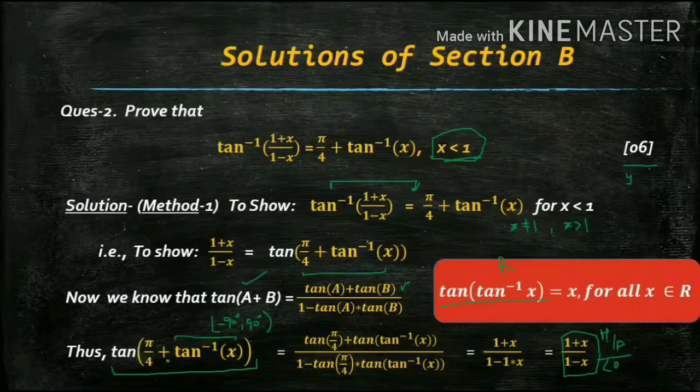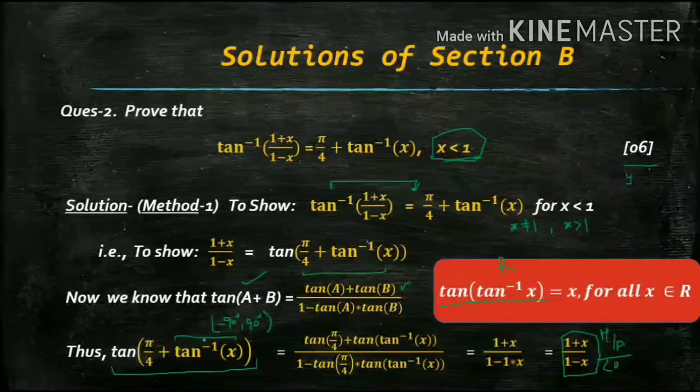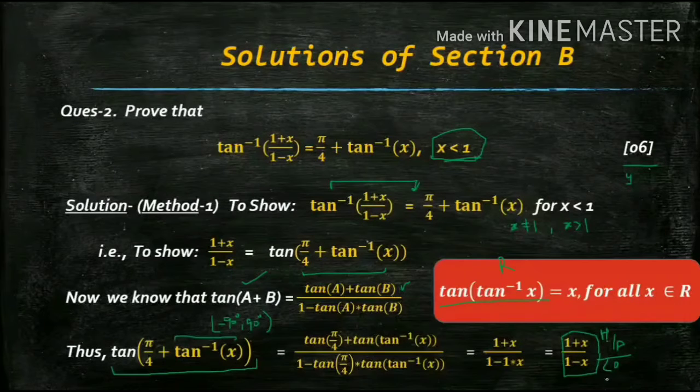Now adding this to pi by 4, that means 45 degrees, and applying the tan, you would be getting negative. Suppose I take x as pi by 4 only, which belongs to this range, 45 degrees. So 45 plus 45 means 90. So tan of 90 is nothing but infinity. So this side is infinity, and this side is less than 0. But infinity is not less than 0. So that's why x can't be greater than 1.